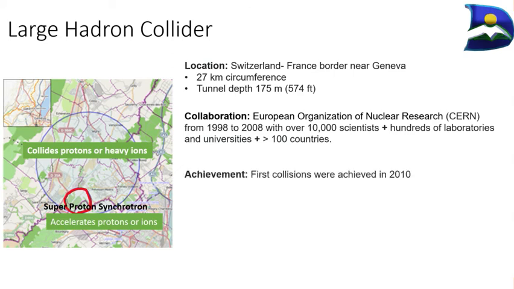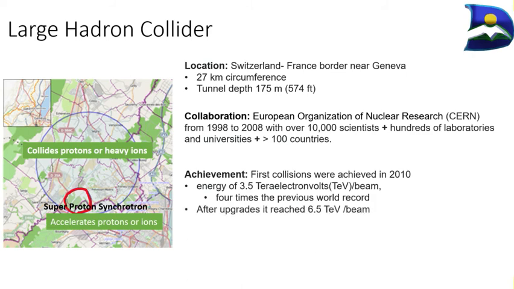And the biggest achievement here was that the first collision was achieved in 2010, which was 2 years after, and the energy released was around 3.5 tera electron volts per beam, which is pretty much 4 times larger than the previous world record. After an upgrade, it reached 6.5 tera electron volts per beam. So it's really massive to see this play out, not only for the construction of the collider, but how this is a great upgrade from the previous machine that we talked about.